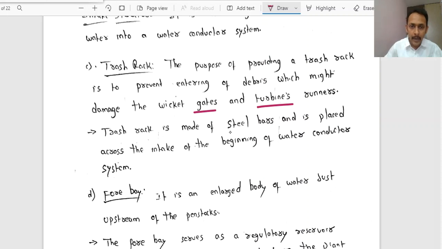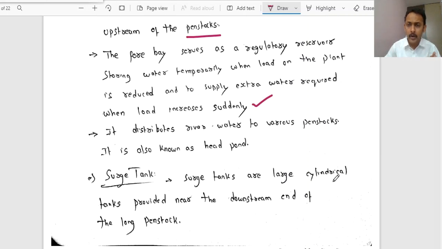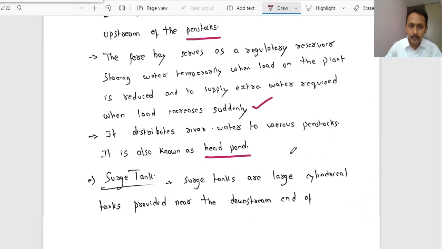Now coming to the forebay, it is a large body of water just upstream of the penstock. This forebay acts as a regulatory reservoir, storing the water temporarily when the load on the plant is reduced, and supplying the water when the load on the generator increases suddenly. It distributes the river water to the various penstocks, and it is also known as the head pond.